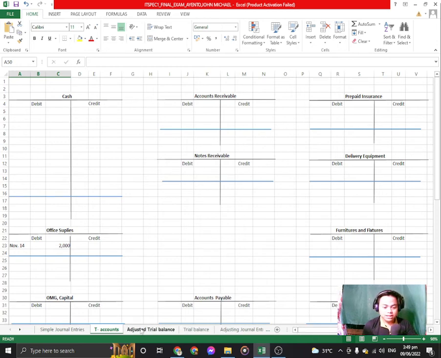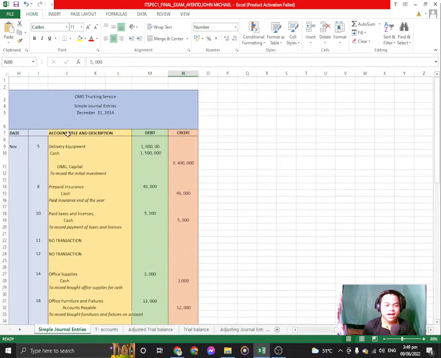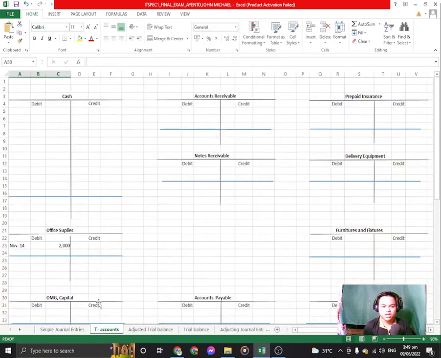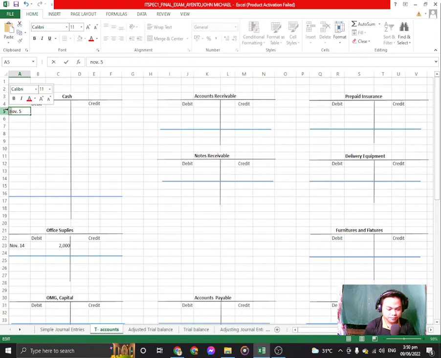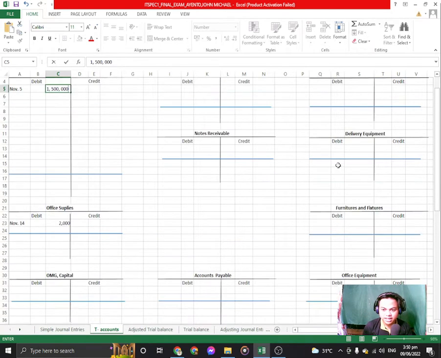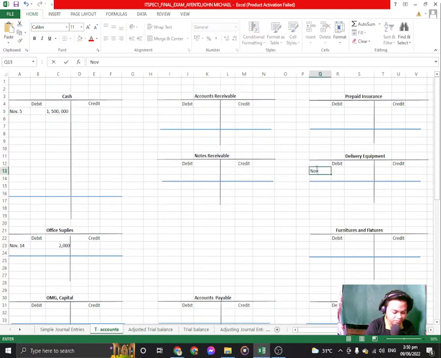Okay. For the first journal entry, we have delivery equipment debit of 1,900,000 pesos and cash for November 5 of 1,500,000 pesos. Let's start with the cash account for the debit. November 5, the amount is 1,500,000 pesos.